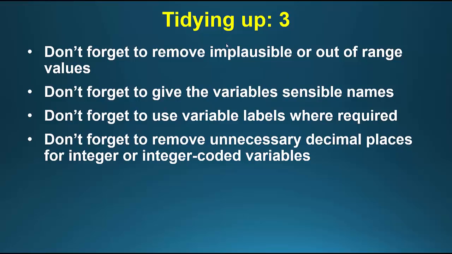So to summarize the final part of tidying up, I've just illustrated we shouldn't forget to remove implausible or out of range values, and make sure integer values are integer, and so on. And then some stuff that is easy to do that I won't show here: give the variables sensible names that match to the design, and use variable labels where appropriate. And don't forget to remove any unnecessary decimal places for integer or intra-coded values as appropriate if you haven't rounded them already. And that's pretty much it.